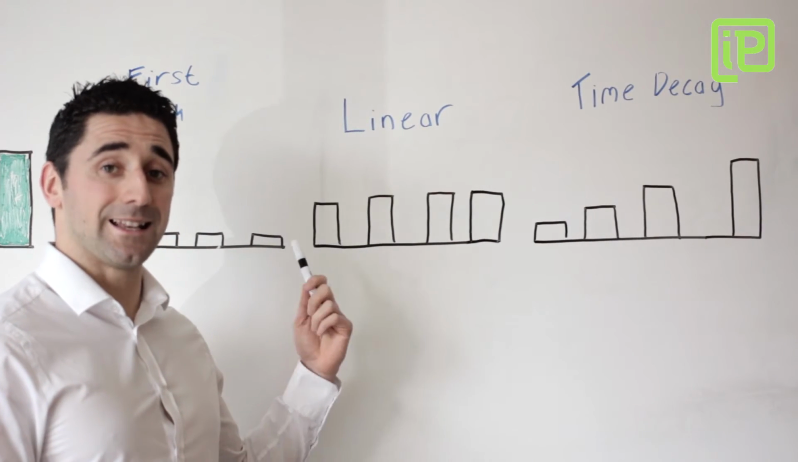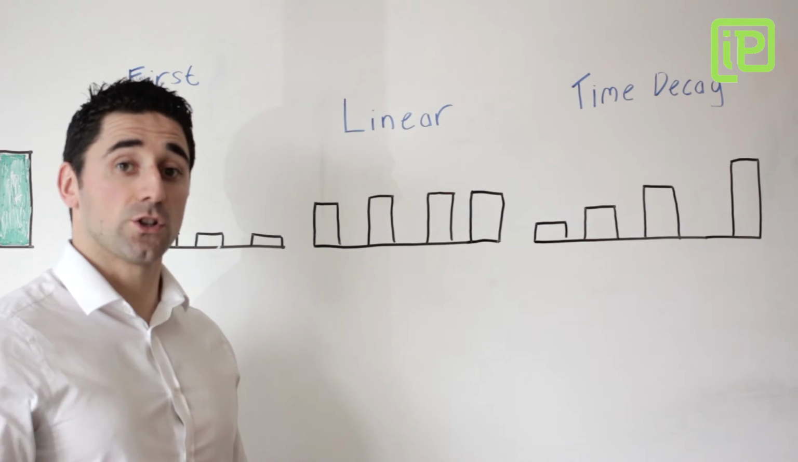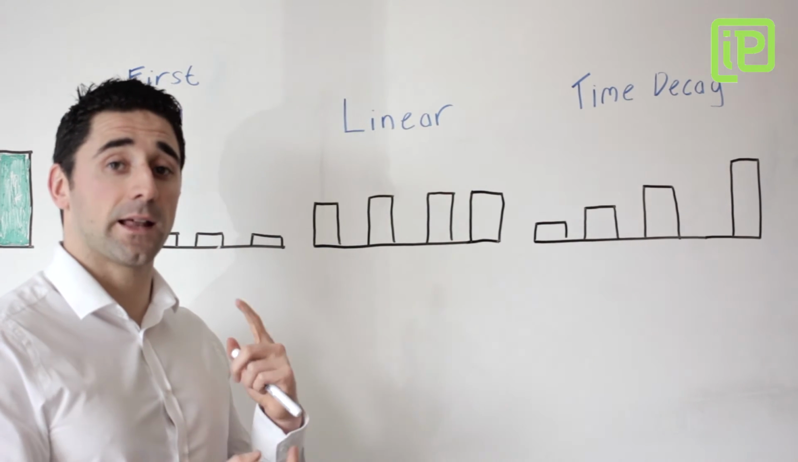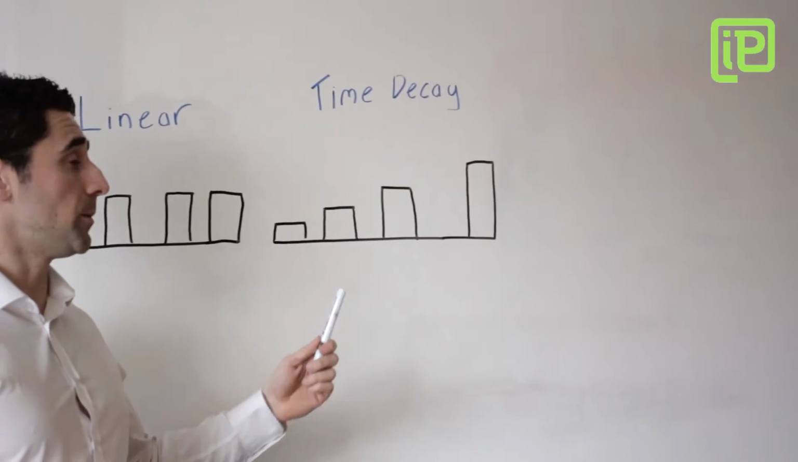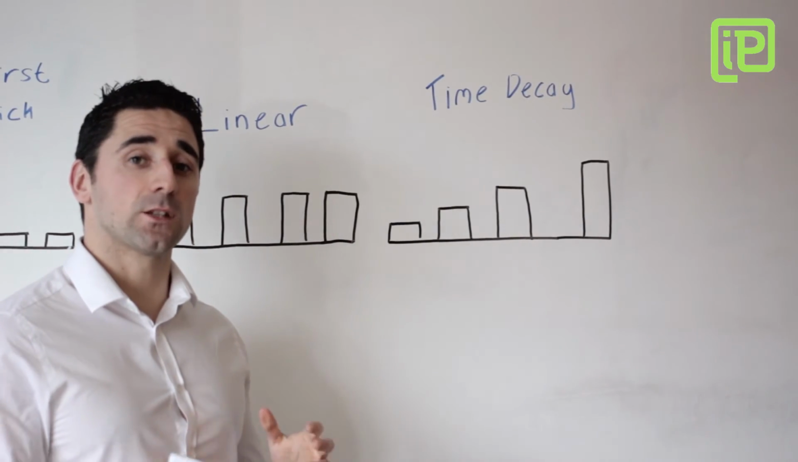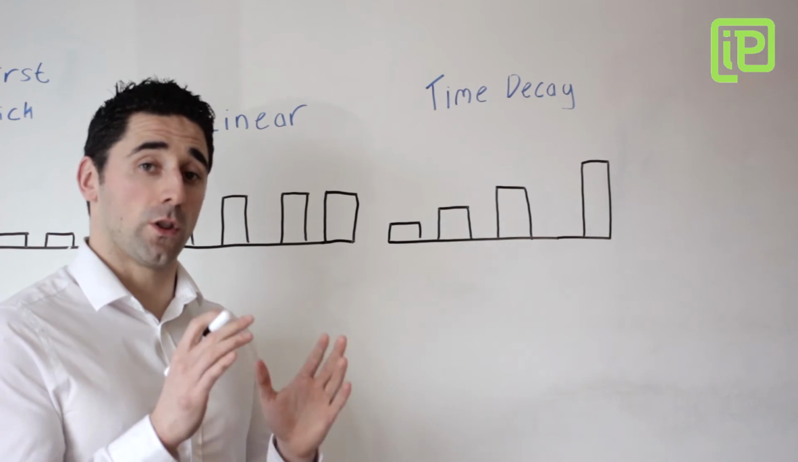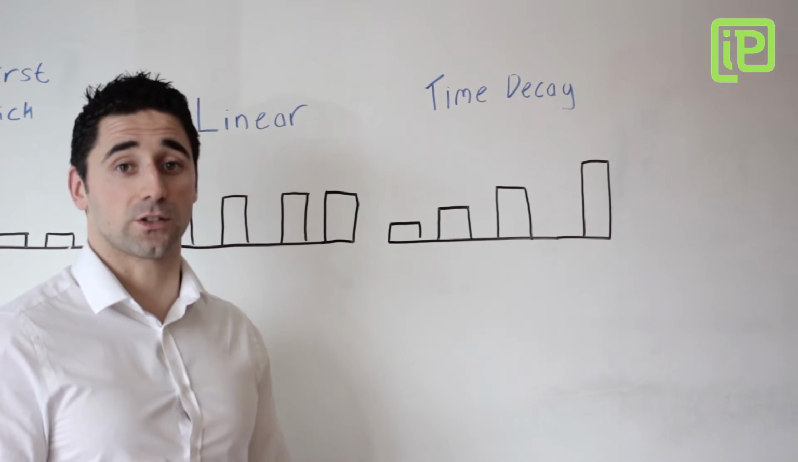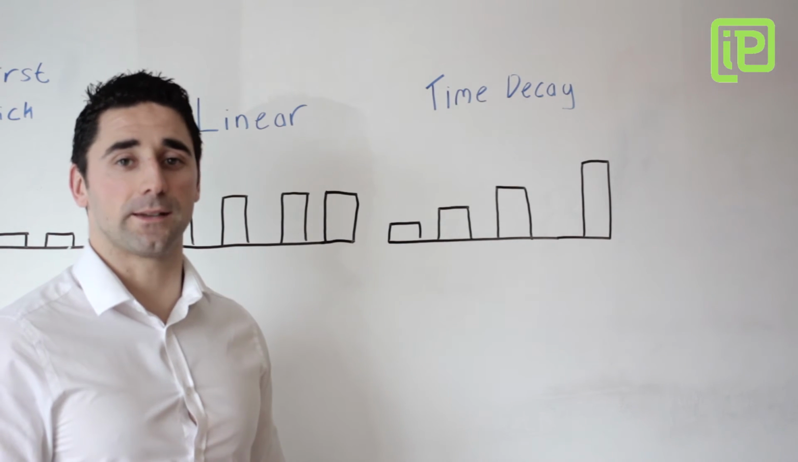Another common model is linear. This is where we give equal credit to every touch point. So the social ad, the display ad, the PPC ad, they would all get equal weighting. The final model is time decay. This is where we attribute the conversions based on the proximity of time to the actual conversion, with the clicks being closest to the conversion getting the most weight.